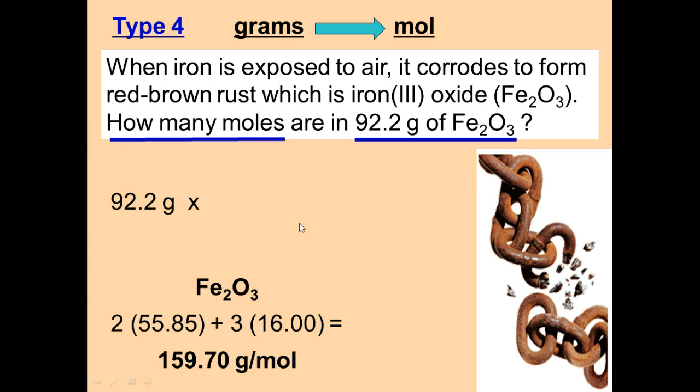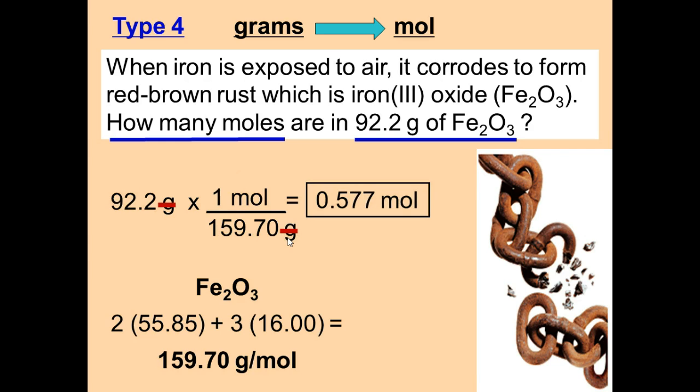So we have to write grams on the bottom, and the grams is from the molar mass, so 159.7 grams goes on the bottom, so these grams will eventually cancel out and we'll just end up with moles. Whenever you're dealing with the molar mass, how many moles goes with the gram amount? It's always 1, so we write 1 mole on the top. When we multiply this, we just do 92.2 divided by 159.7, and we get 0.577 moles in 92.2 grams of iron oxide.